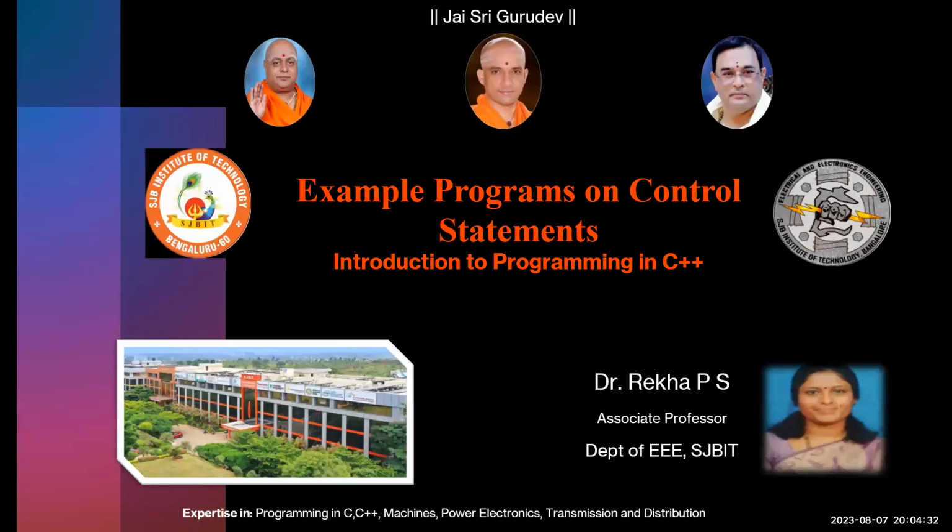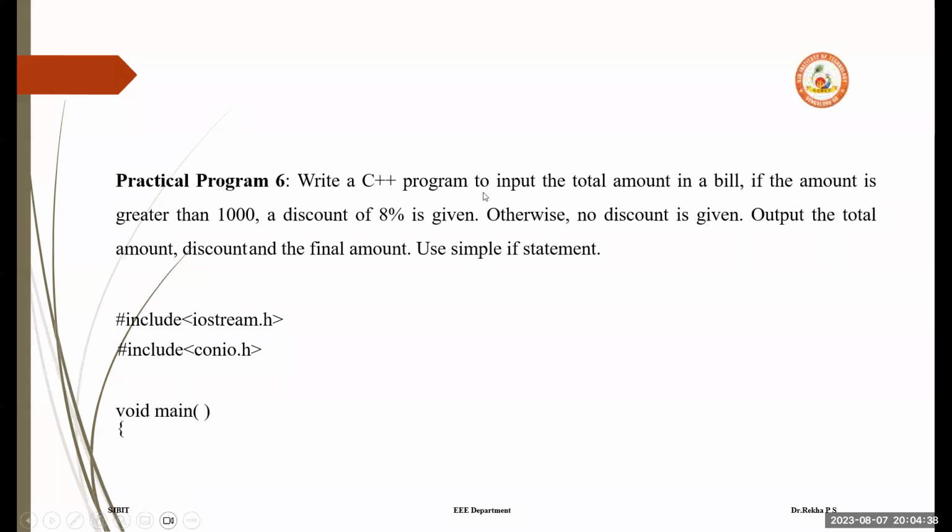Let us begin with the example programs on control statements. We know what the different types of control statements are. So based on that, we are discussing one more program today. That is, write a C++ program to input the total amount in a bill.